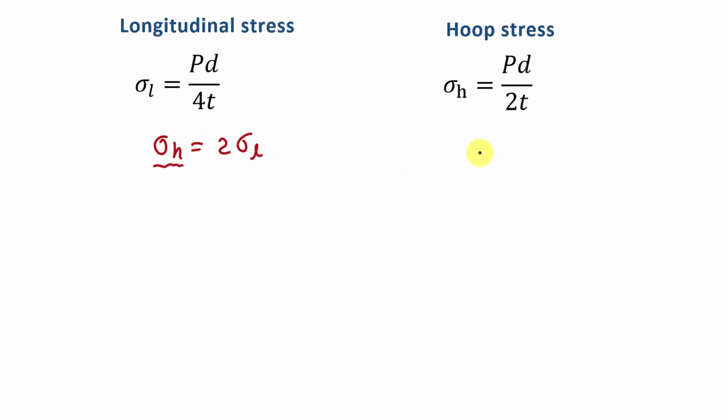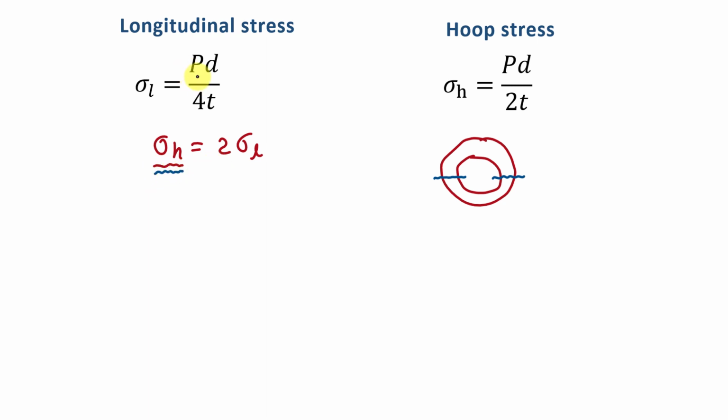Fine. So if we consider that this is the front view of the cylindrical pressure vessel, then we can assume that the cylindrical pressure vessel is going to fail from here, or it may fail from here. It means it will fail due to this hoop stress sigma H.